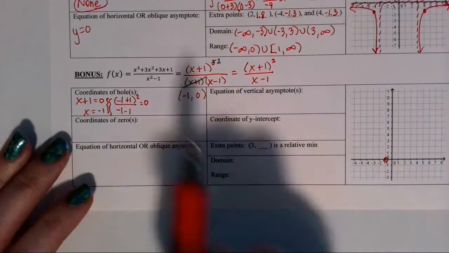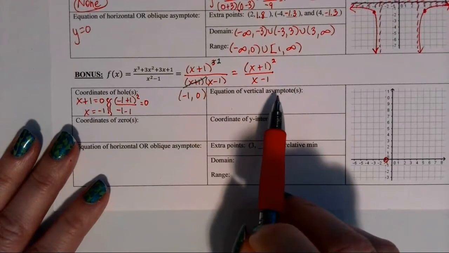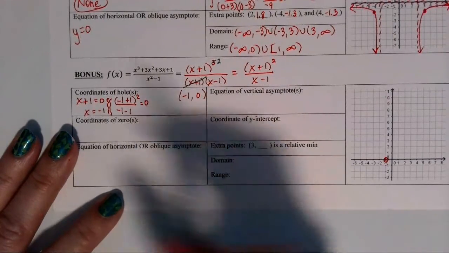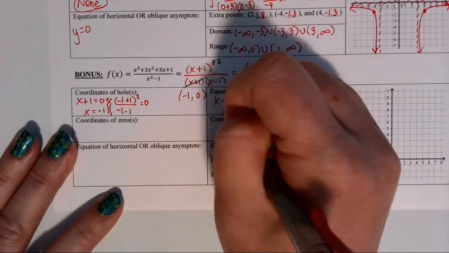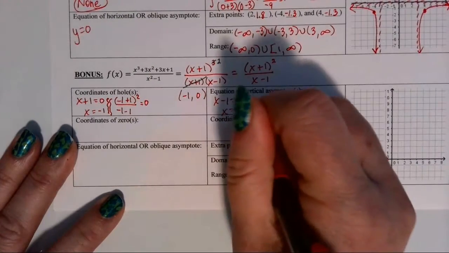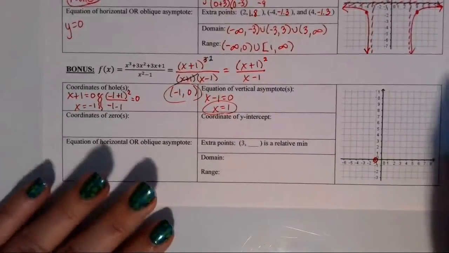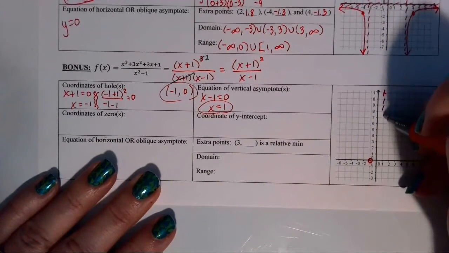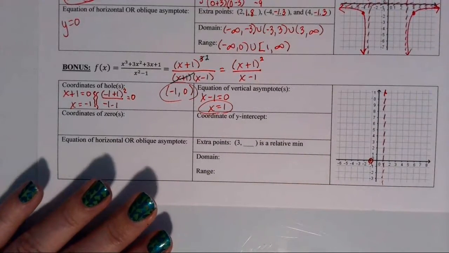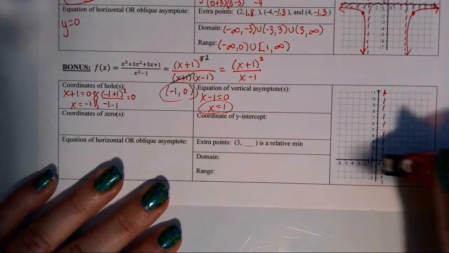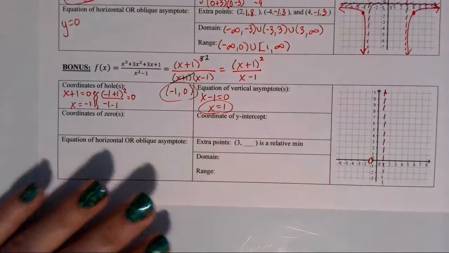Okay, then my vertical asymptote comes from setting the denominator equal to 0. So x minus 1 equals 0. X equals 1 is going to be the vertical asymptote. So we'll go ahead and sketch that on the graph. And it looks like my hole is not very empty in the middle, so I'm going to clean that up a little bit. There we go.